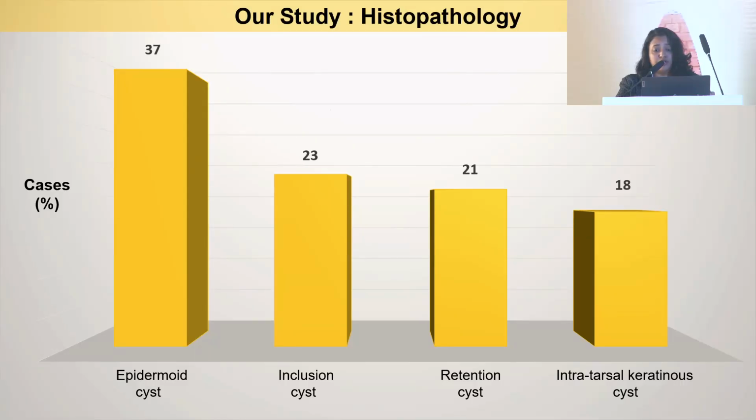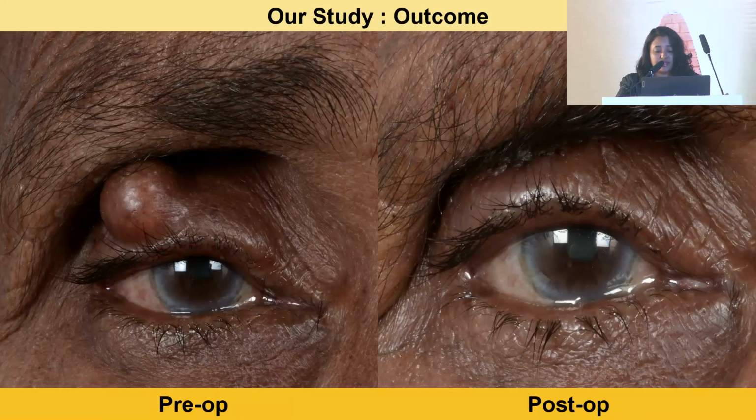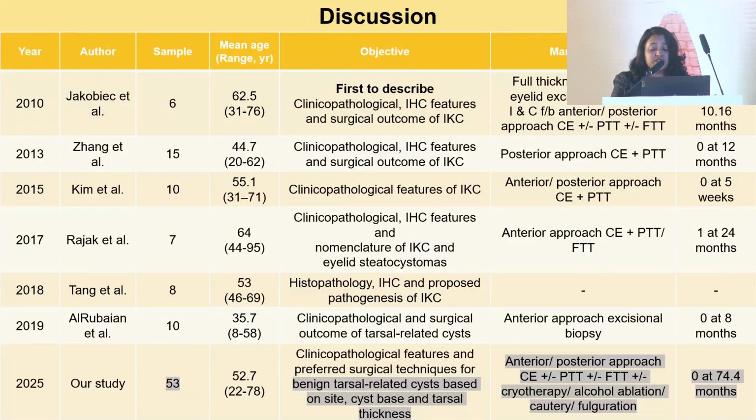The histopathological distribution of our cases revealed the majority of them as epidermoid cysts followed by inclusion cyst, retention cyst and intratarsal keratinous cyst. These are some outcomes of our patients with excellent aesthetic, functional results and minimal risk of recurrence. Ours is the first study to review these lesions with the longest follow-up period of about 75 months, which concludes how despite histopathological variations, a clinician can use an algorithmic approach of surgical techniques based on tarsal base and involved tarsal thickness to achieve optimal results.